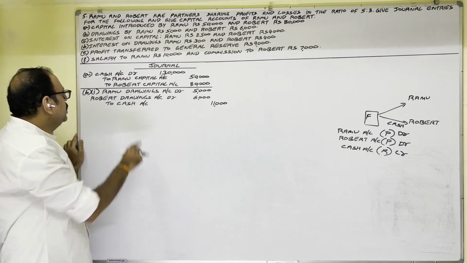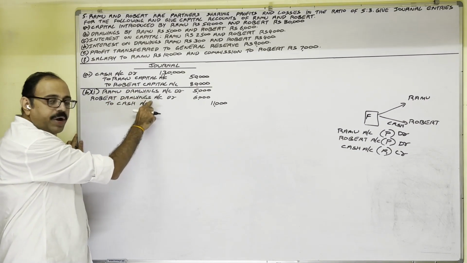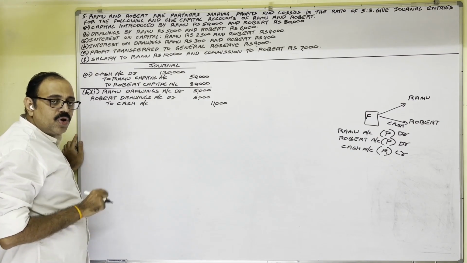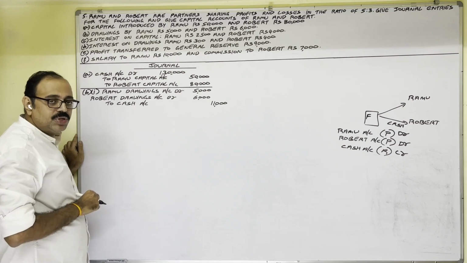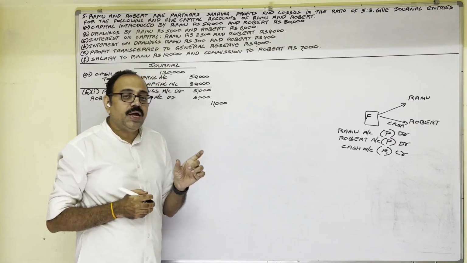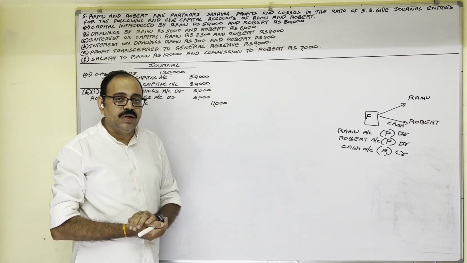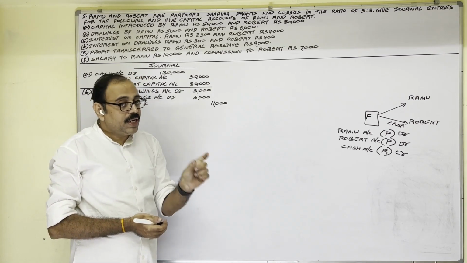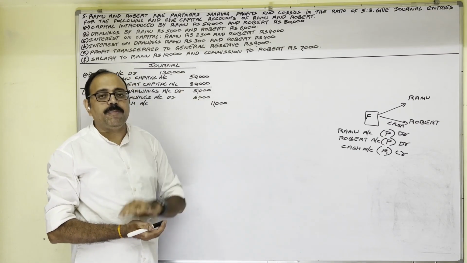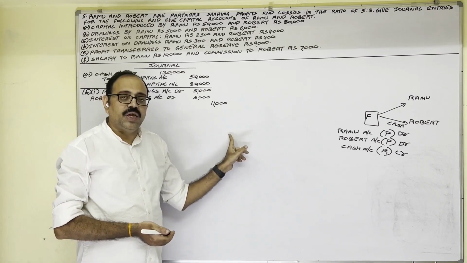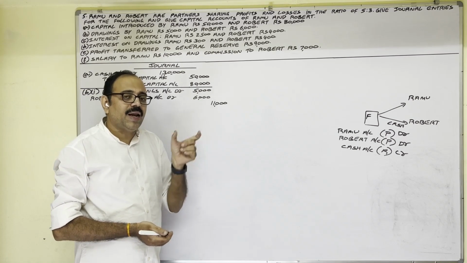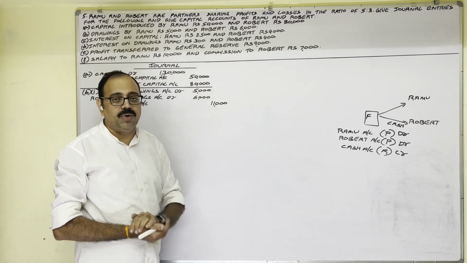The second entry is drawings we opened. Drawings accounts we opened by debiting them. Now drawings we should transfer to capital accounts, no? Recollect intermediate first year final accounts. In final accounts, on the balance sheet liability side, from capital we used to deduct drawings, no? Here also same. So to deduct drawings from capital, we should write one journal entry. That is, drawings accounts we should close by transferring their balances to capital accounts.